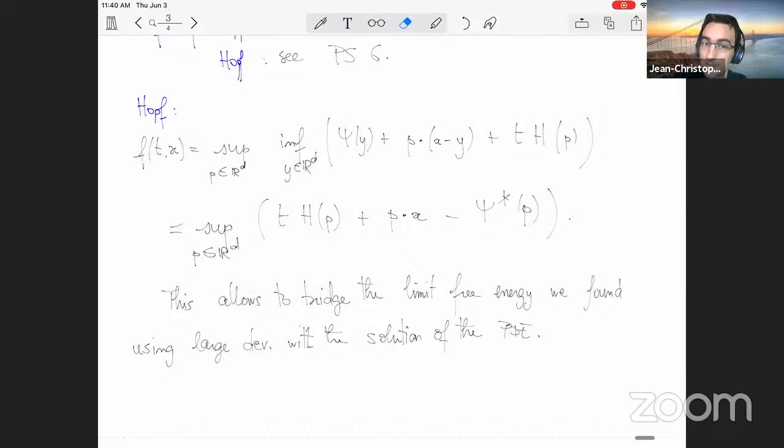Does that make sense? Okay, so maybe it's a good time for a break. Let me see if I want to add some comments. Yes, I think that's what I wanted to say here. Yeah, so let's take 10 minutes of break. Sorry that I made a lot of mistakes in the notation so far. I'll try to improve in the second hour.